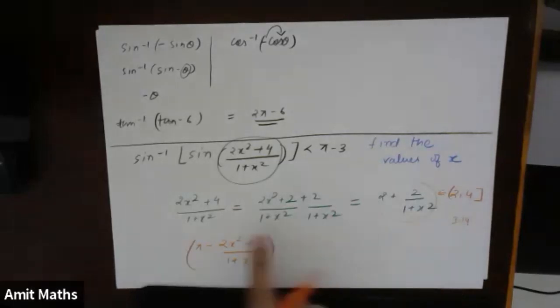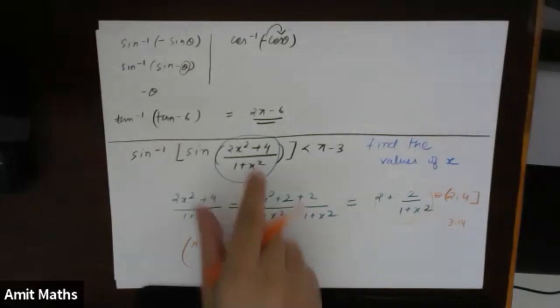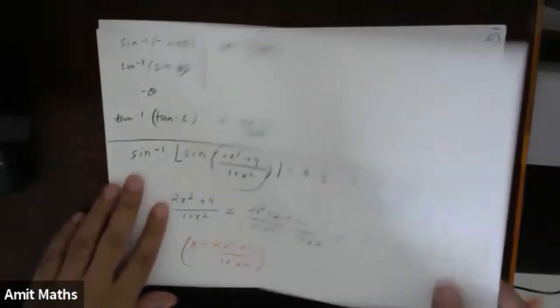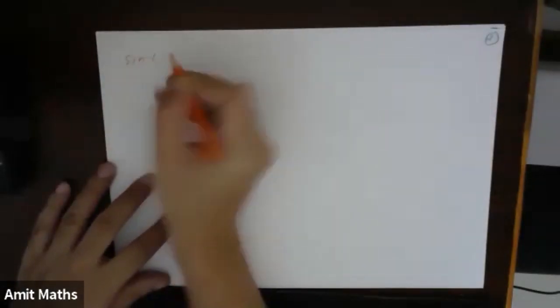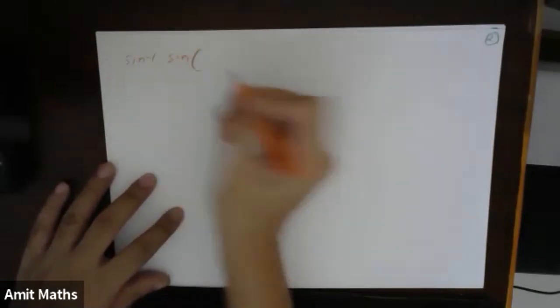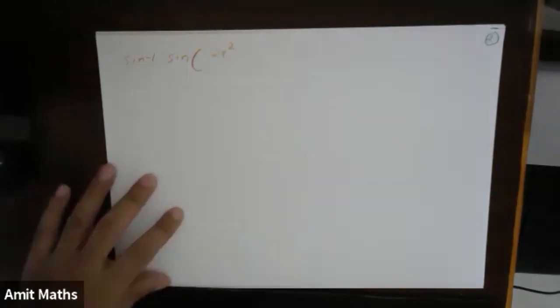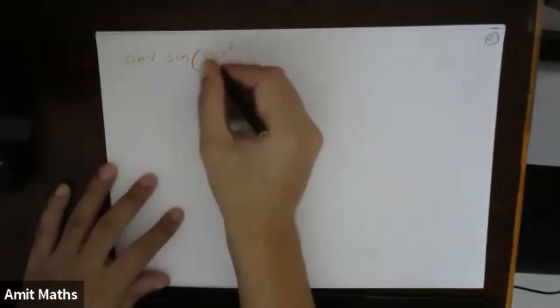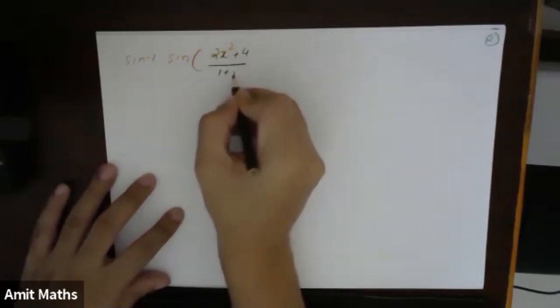Children, look, because of sin inverse, what should be the range? See, I'll show you one thing. So we have sin inverse of 2x square plus 4 by 1 plus x square.